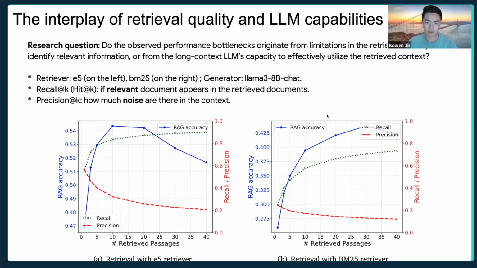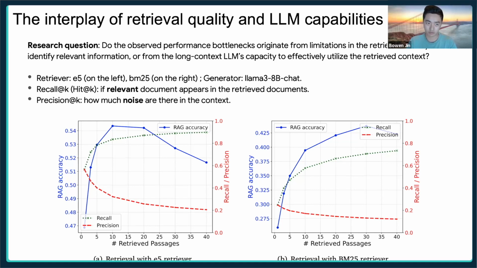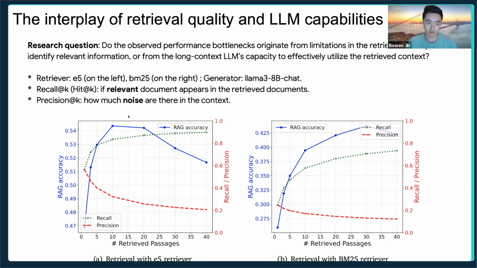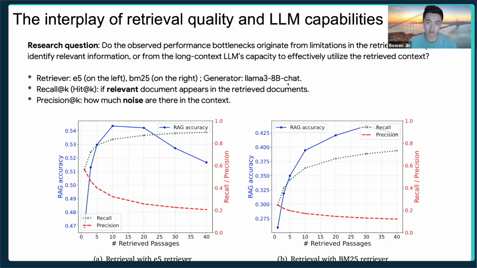In this experiment, we dig into the details of the retriever analysis. We will show the recall and precision of different retrievers. We adopt two retrievers in this experiment, E5 and BM25. The result of E5 is shown on the left, and the result of BM25 is shown on the right. And for both experiments, we are using Llama 3 8 billion chat as the LLM generator.